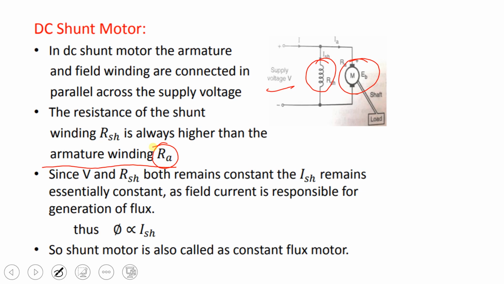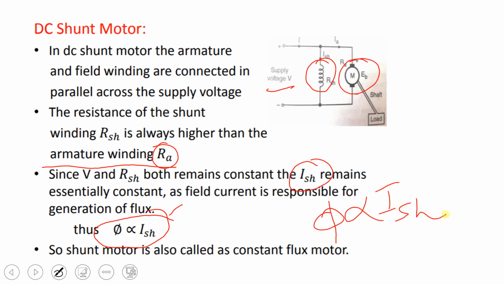Since V and RSH both remain constant, the shunt resistance and supply voltage both remain constant, so the shunt current remains constant. The field current is responsible for generation of flux. So in the case of the DC shunt motor, the field flux phi is directly proportional to the shunt current. So the shunt motor is also called a constant flux motor. This is about the shunt motor.